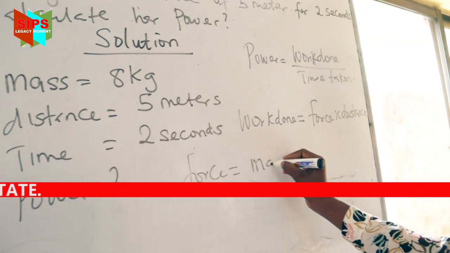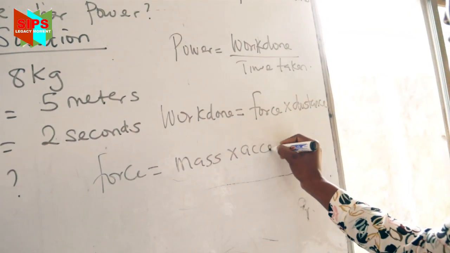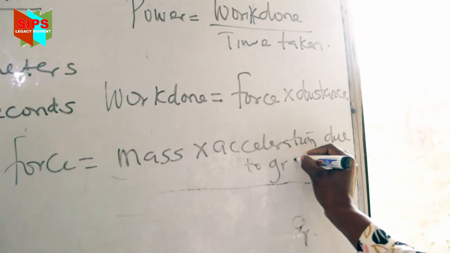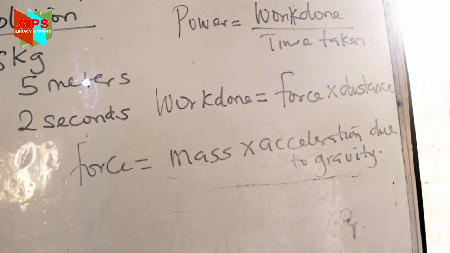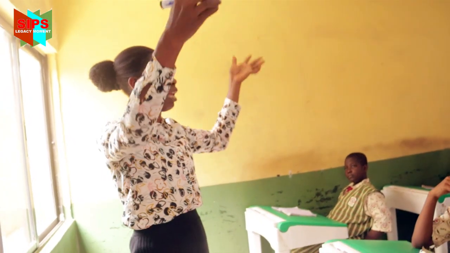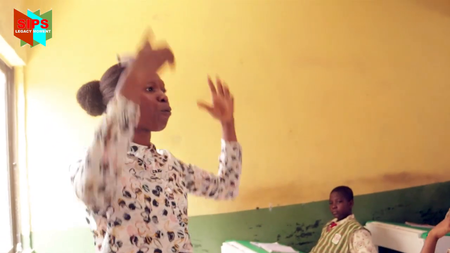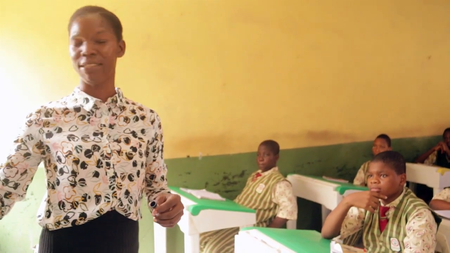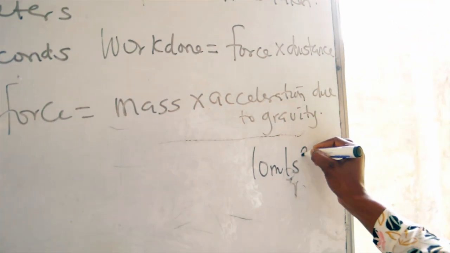Force is mass times acceleration due to gravity. Now, because we are living in a gravitational field called Earth, everything that goes up is pulled down by a force called what? Gravity. And scientists have measured that for every object or body within Earth, the acceleration due to gravity is actually 10 meters per second square.